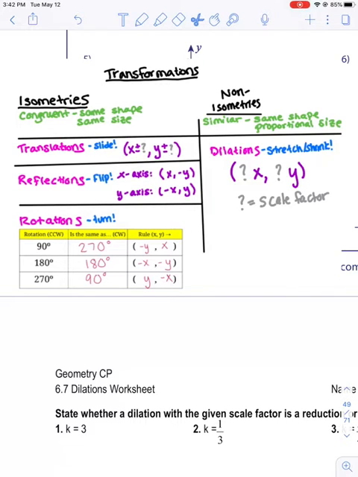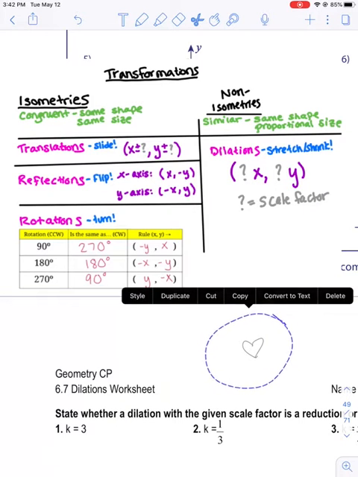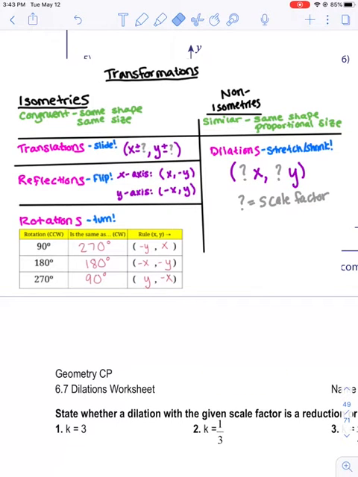So it'll be the same shape, but the size will be proportional. Imagine taking a shape and stretching or shrinking it using your scissors tool. A dilation basically looks like this. Okay, here we go. So if I have this heart and I wanted to do a dilation on it, I would stretch it out or I would shrink it really tiny, but the size is proportional, but it's not the exact same size.